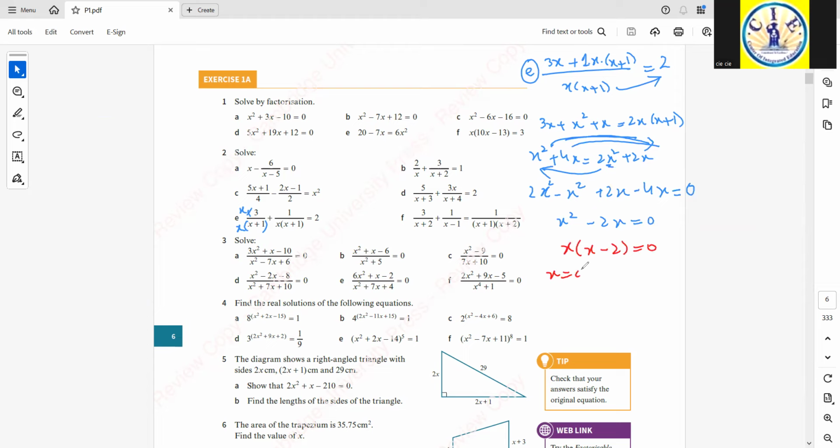So x equals 0, this one, or x minus 2 equals 0. So that will give me x equals 2. So the two values of x are x equals 0 and x equals 2. Okay, now the last part of this question number 2, which is part F.